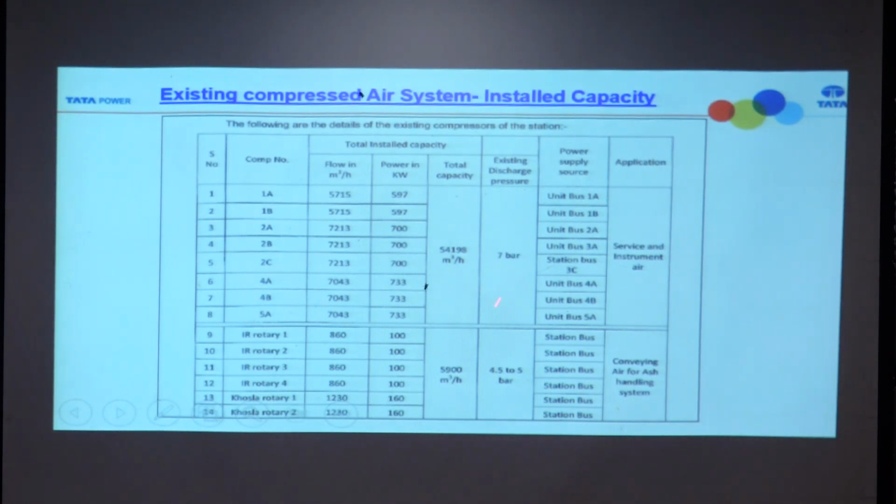The pressure is 7 bar. Here it is 5,009 cubic meter per hour, but the pressure requirement is much less, 4.5 to 5 bar. So if we supply air from this system to this system, there is a huge loss from throttling of around 2 to 2.5 kg.